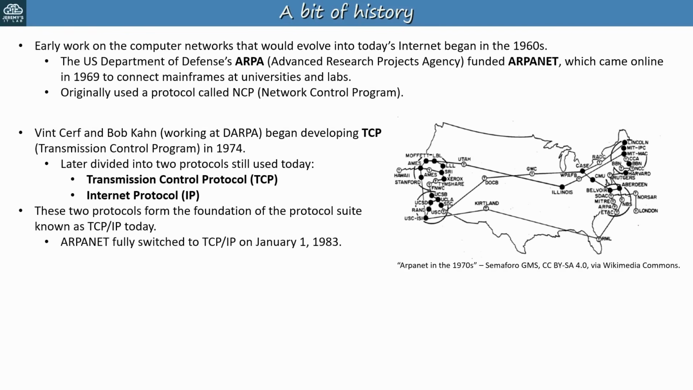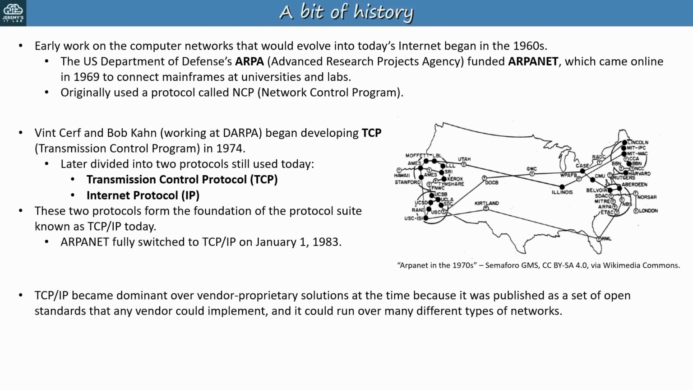And the ARPANET fully switched to use TCP/IP on January 1st, 1983. Over time, TCP/IP became dominant over other vendor proprietary solutions at the time, because it was published as a set of open standards that any vendor could implement, and it could run over many different types of networks. And here we are, several decades later, still learning about TCP/IP.